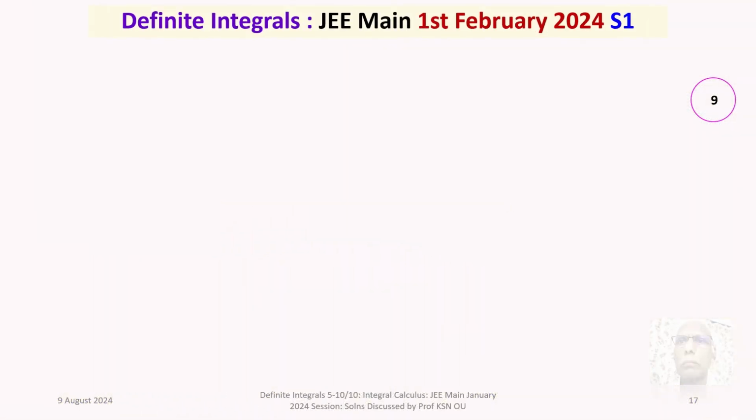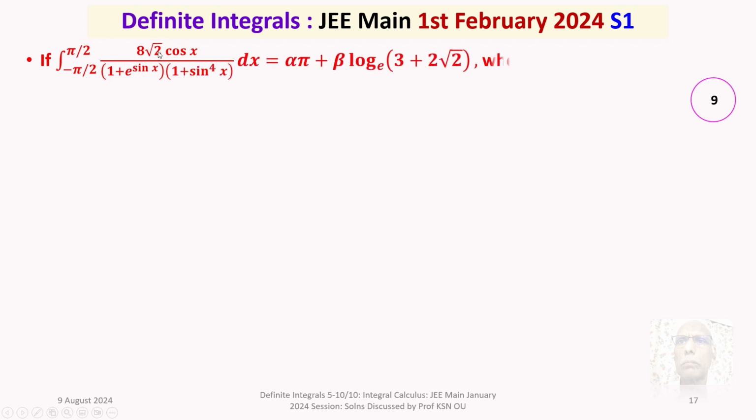This question has appeared on 1st February 2024 in the first session examination. The given question is integral minus pi by 2 to plus pi by 2, 8 root 2 multiplied by cos x in the numerator by 1 plus e to the power of sin x multiplied by 1 plus sin to the power of 4x, with respect to x, that is given to be alpha pi plus beta times log of 3 plus 2 root 2 to the base e, where alpha, beta are integers, then alpha square plus beta square equals.